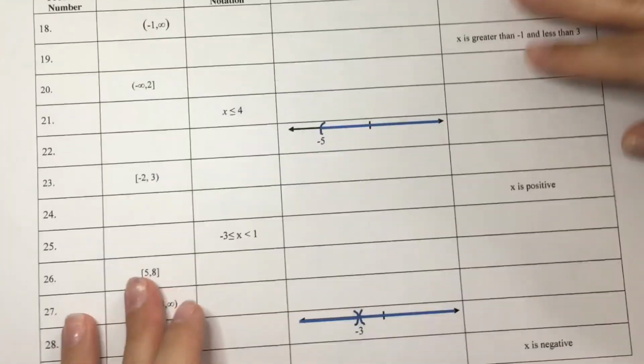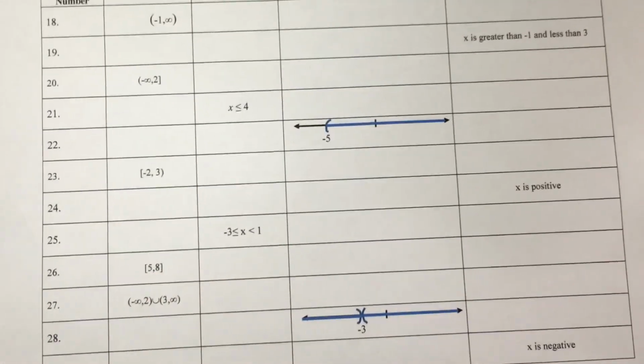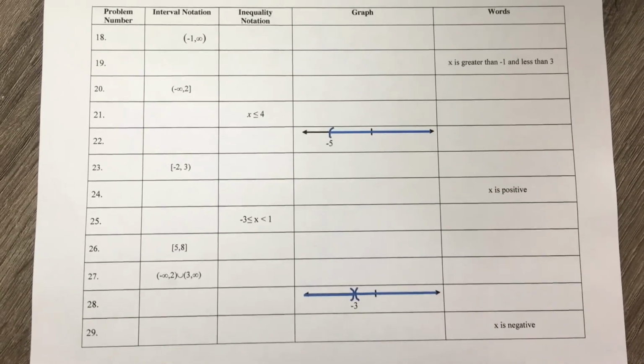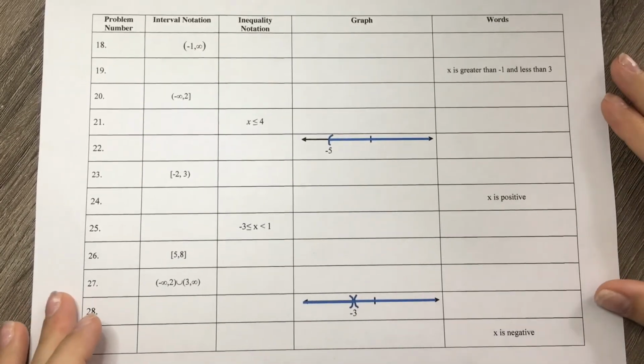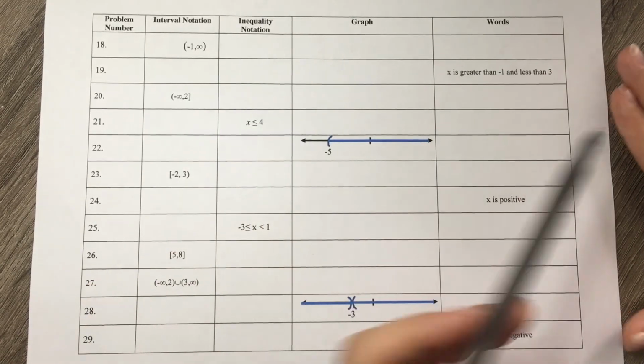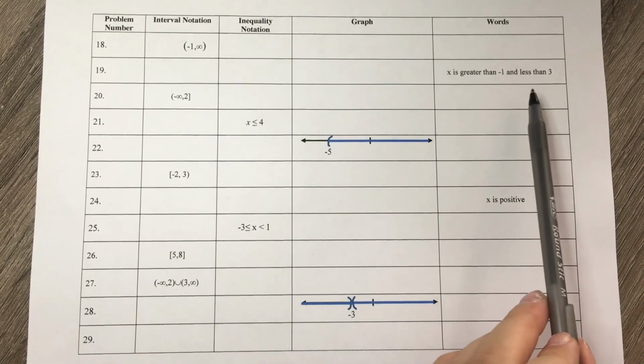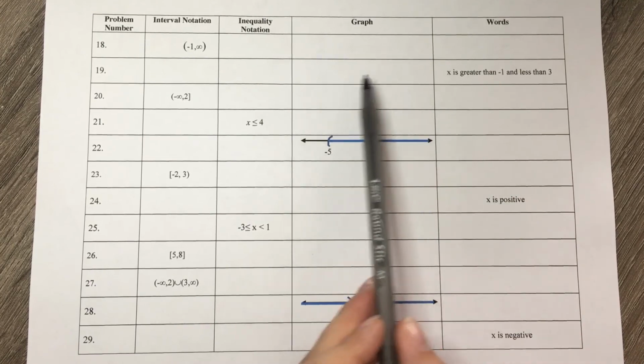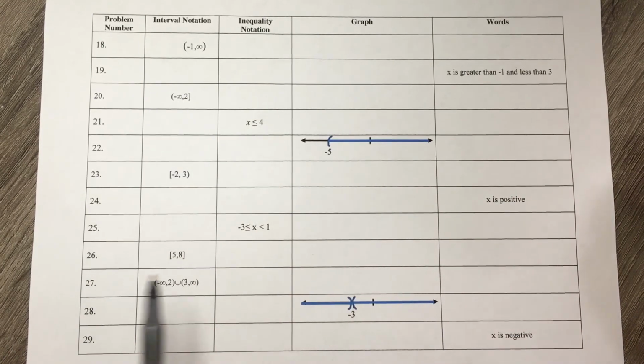All right, so I've done more than enough examples. Now it's time for you guys to do some practice, and this is going to be your homework for tonight, and it's going to be completing this chart. Now, in this chart, I give you something and then I want everything else. Sometimes it's easier, if I give you the words, to start off with the graph and then go to interval notation, whatever works for you, but this whole chart does need to be completed.